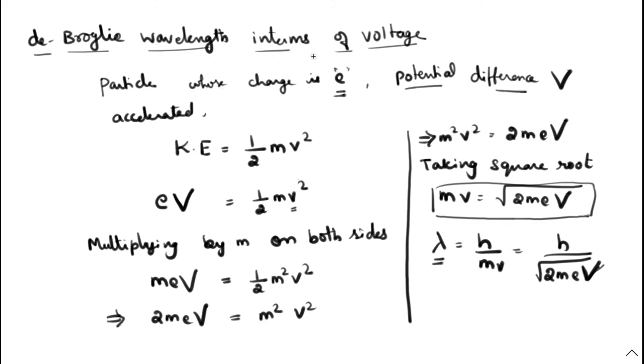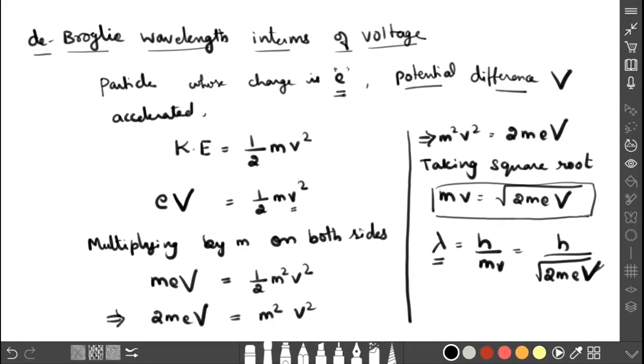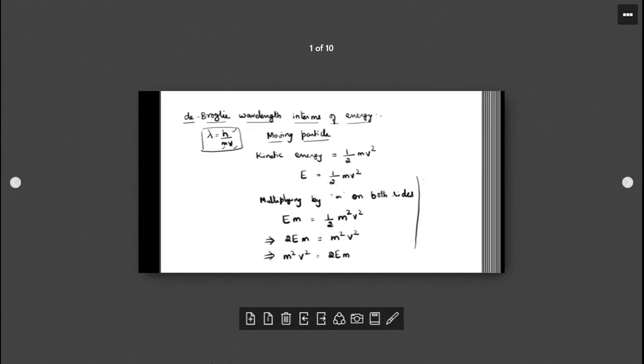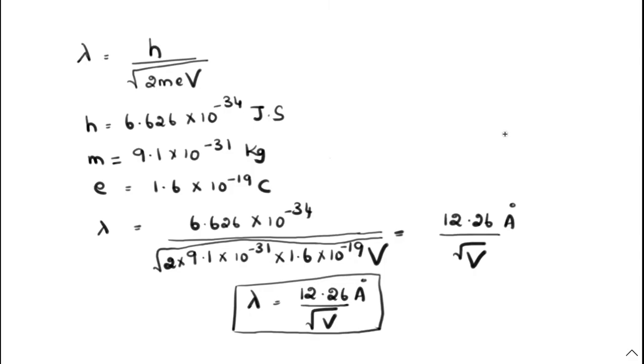So now we have discussed what is meant by the de Broglie hypothesis, then the de Broglie formula, and then how the de Broglie wavelength is expressed in terms of energy and then in terms of voltage. Now we have derived lambda is equal to h divided by root of 2meV, that is the de Broglie wavelength in terms of the voltage. I would like to substitute all the terms here: h, the Planck's constant, is equal to 6.626 into 10 to the power of minus 34 joule second, the mass of the electron is 9.1 into 10 to the power of minus 31 kg, and the charge e is 1.6 into 10 to the power of minus 19 coulomb.